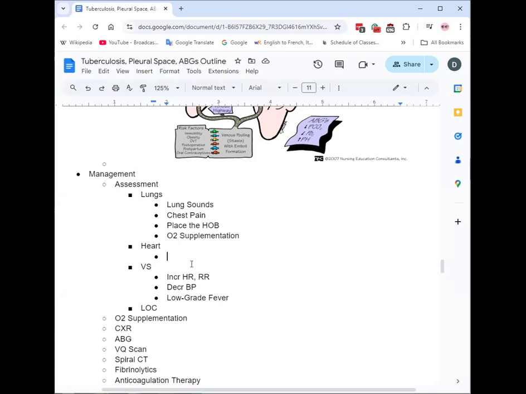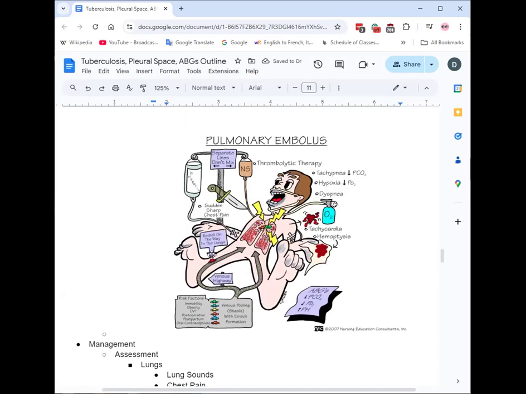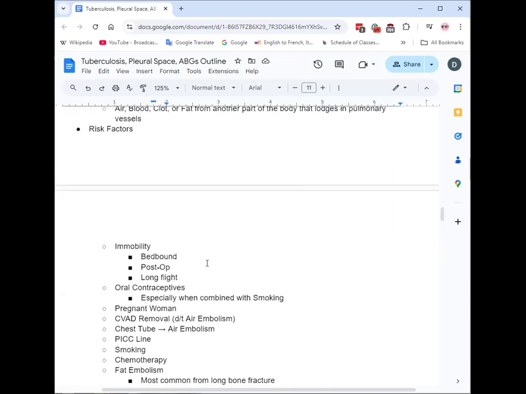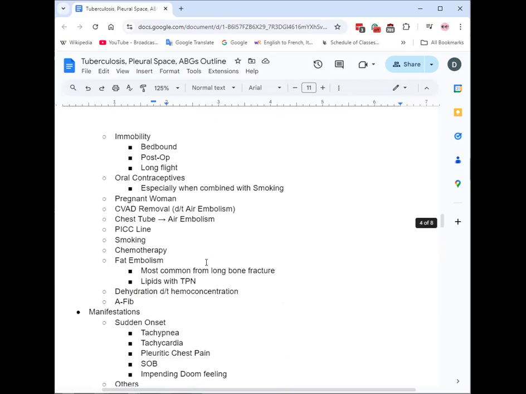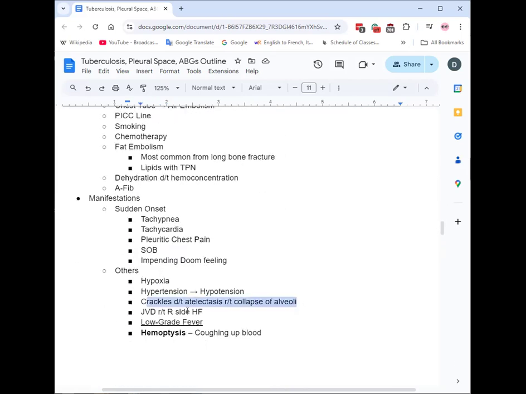So cor being Latin for heart, pulmonale meaning related to the lungs. So that's where that name comes from. So the cor pulmonale, this is the right-sided heart failure, and this is related to a pulmonary hypertension that's due to that pulmonary embolism. So that's where that comes from. And we did talk about it right here. The right-sided heart failure.